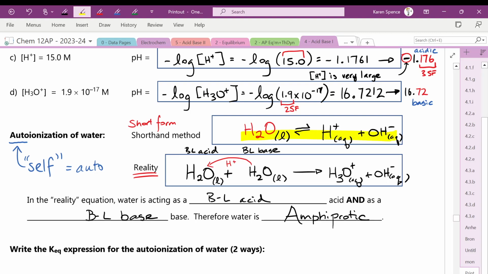Using those two equations, you are going to write the Keq for the autoionization of water, two different ways. One using equation number 1 and one using equation number 2.